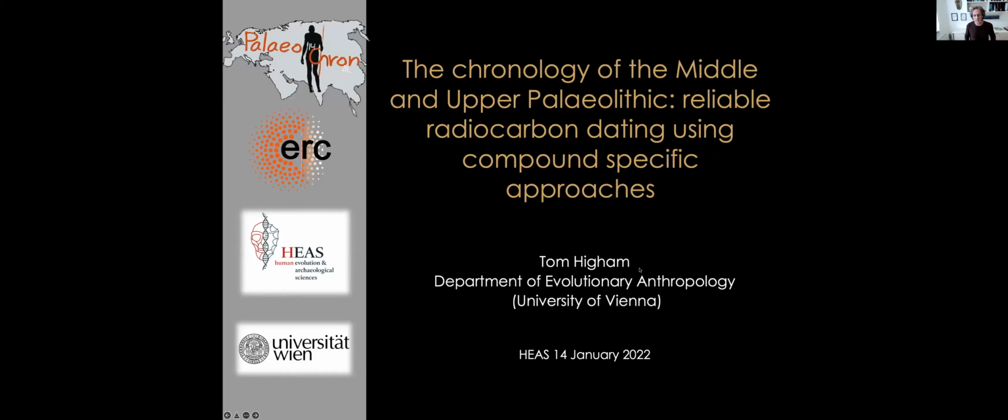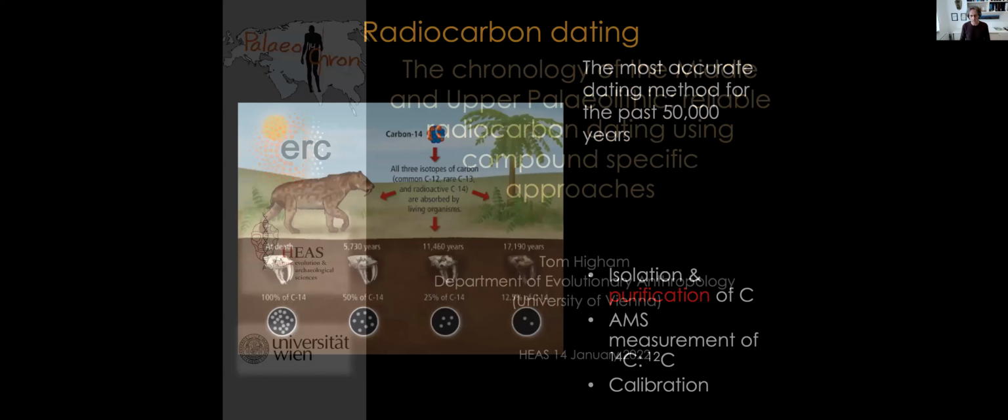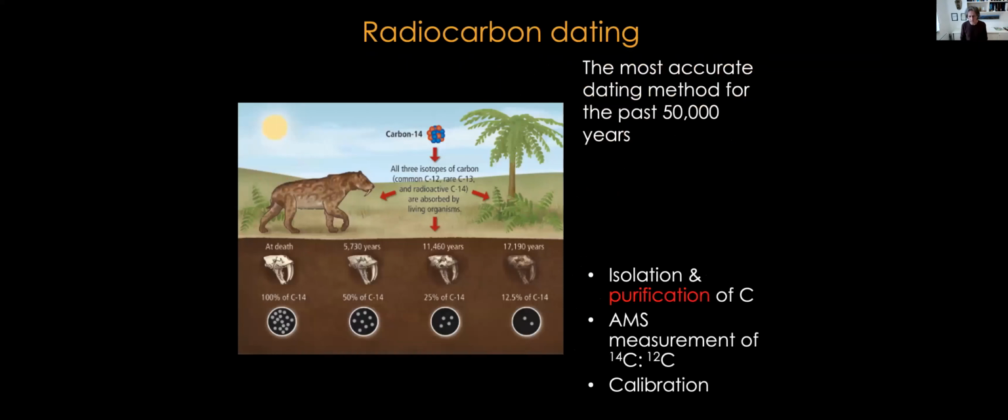Hi, I'm going to talk today about radiocarbon dating using compound-specific approaches, specifically with respect to the chronology of the Middle to Upper Paleolithic. This is work that I've been involved in for the last 10 to 15 years, I suppose, in my previous research life, which was in the University of Oxford. Radiocarbon dating is the most accurate method that we've got for dating the past in archaeological terms.